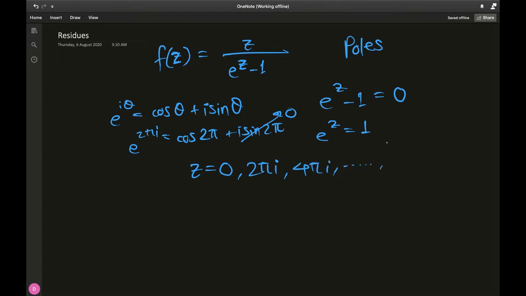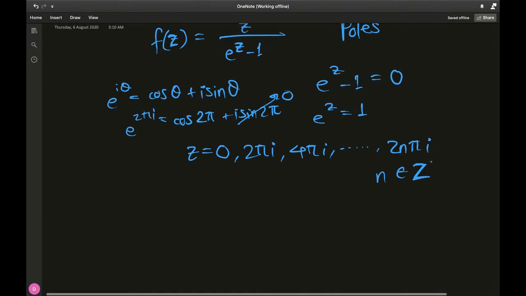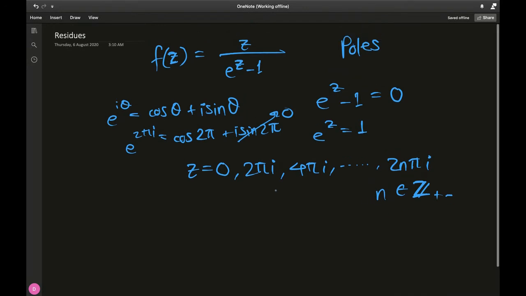Going on till we can generalize this to say 2n pi i, where n is some positive or negative integer, anything. Okay, so these are all the possible values where this function could blow up to infinity. So all of these are poles.